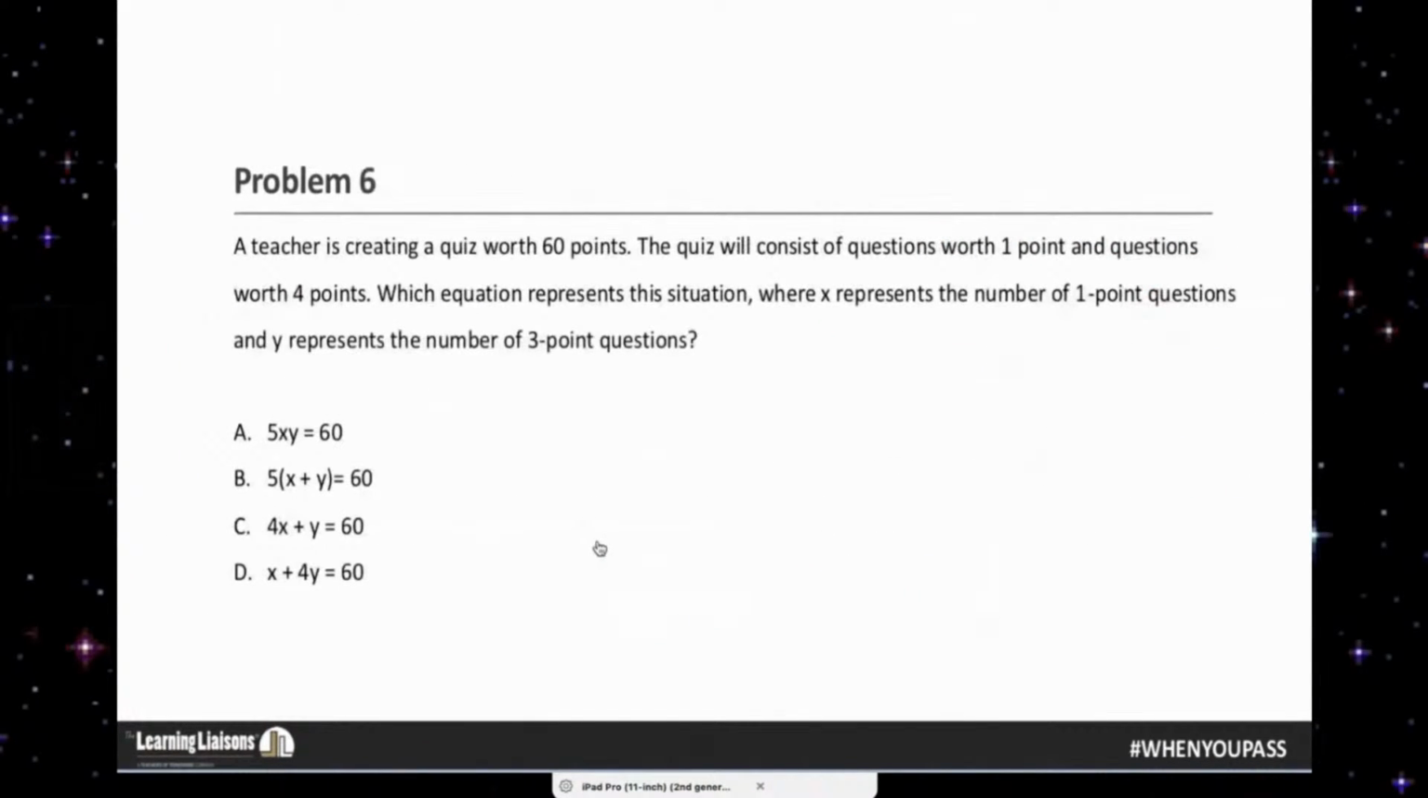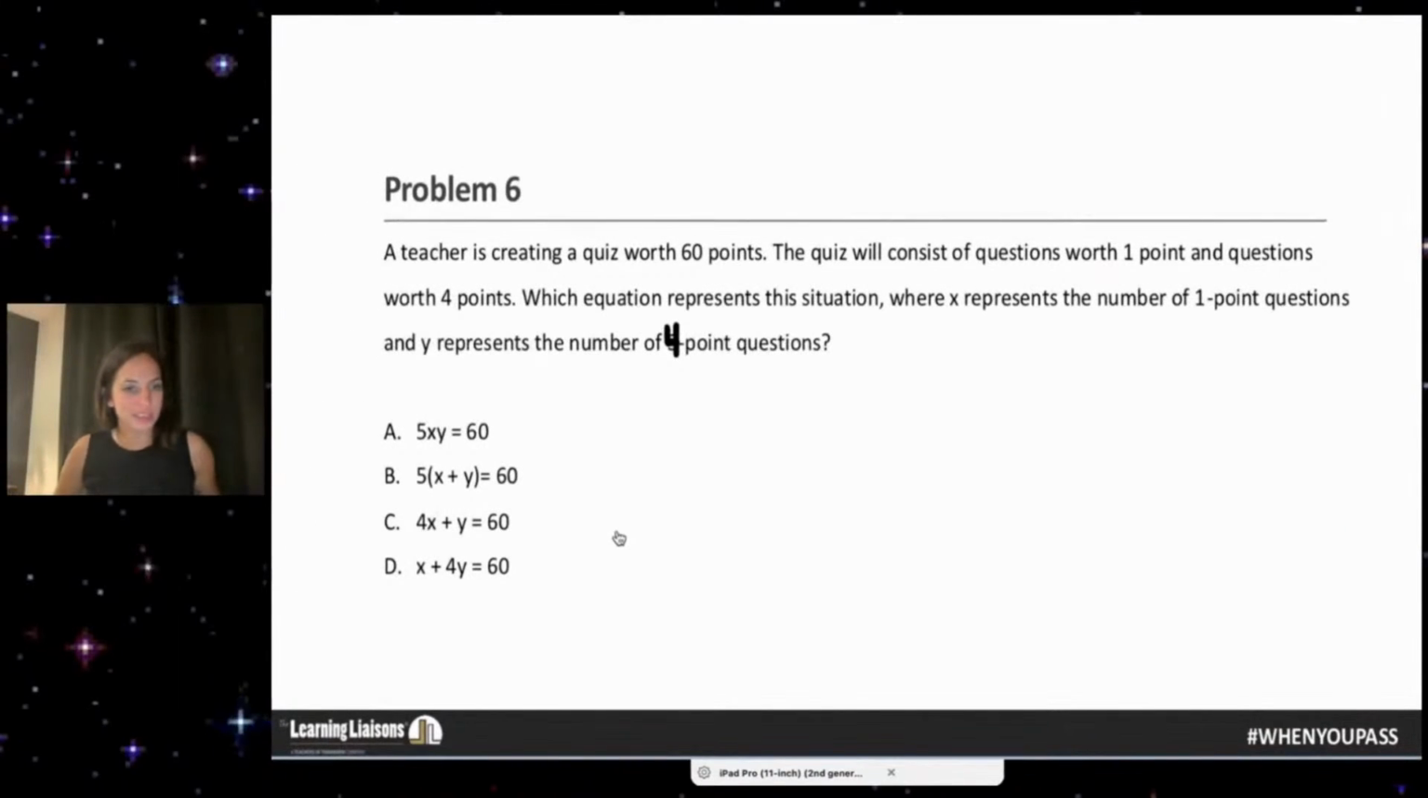A teacher is creating a quiz worth 60 points. The quiz will consist of questions worth 1 point and questions worth 4 points. Which equation represents this situation, where X represents the number of 1 point questions and Y represents the number of, that should say 4 point questions? Which of the equations represents the situation where X represents the number of 1 point questions and Y represents the number of 4 point questions?